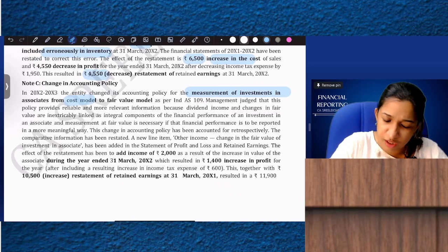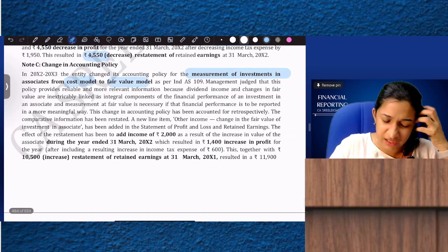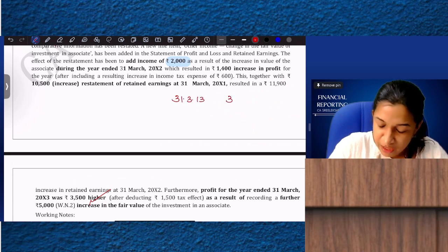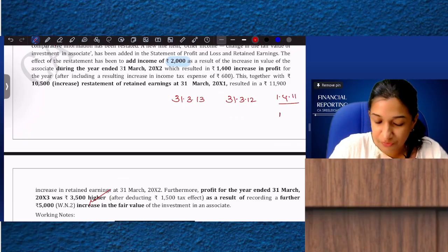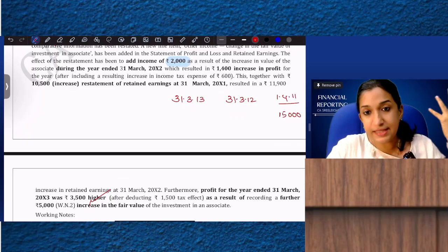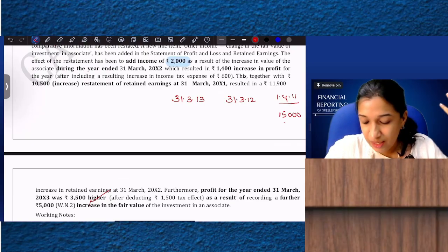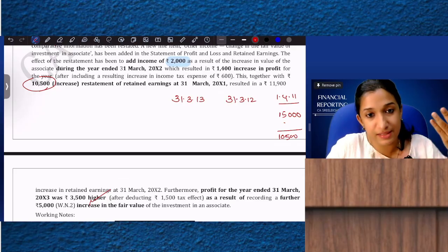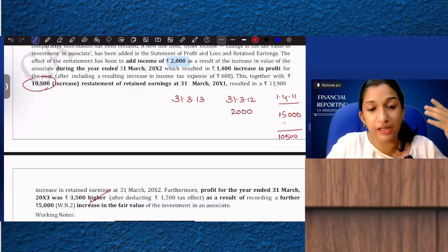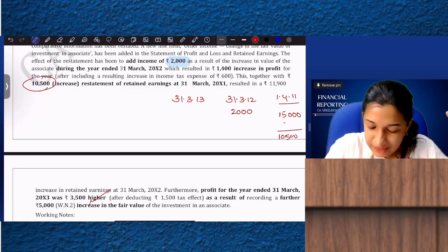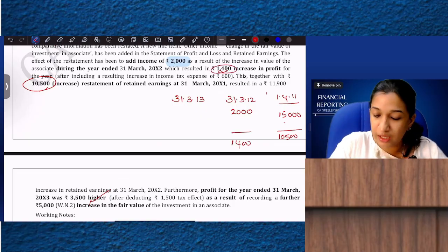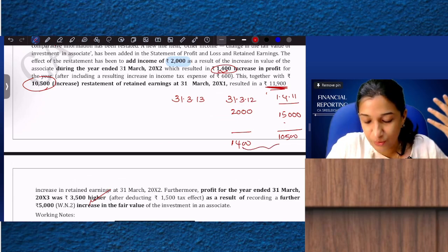Now change in accounting policy. We changed from cost model to fair value model. Some information is given, that is current year 31st March 13, 31st March 12, 1st April 11, profits increased 15,000, and as a result there is a tax impact, and after tax 10,500. That is what they have written, 10,500 increase. Second year increase of investment value is 2,000, tax impact after tax profits is 1,400. So that is what total increases to 11,900.